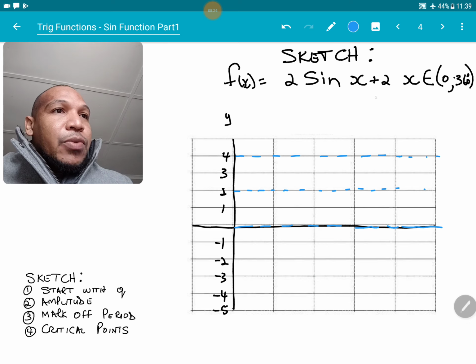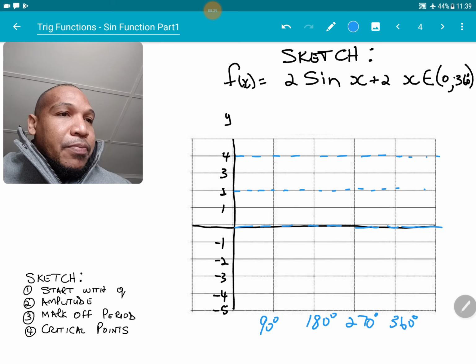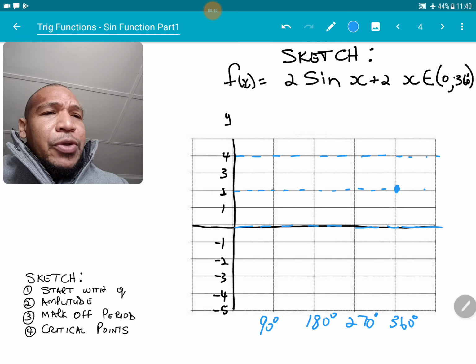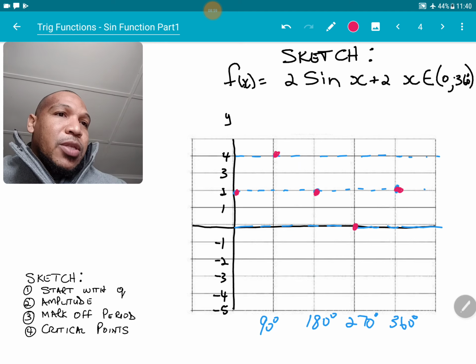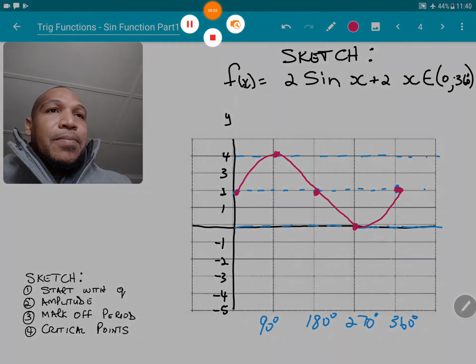We mark off our period, so we know that we have one cycle in 360 degree period. So let's have 90, 180, 270, 360, and we'll have one cycle and we're going to stop there. So let's mark off our critical points. We know it's positive between 0 and 180 degrees, with our maximum going to be there. We know it's going to be negative between 180 and 360, with our minimum going to be there. And we connect the lines.